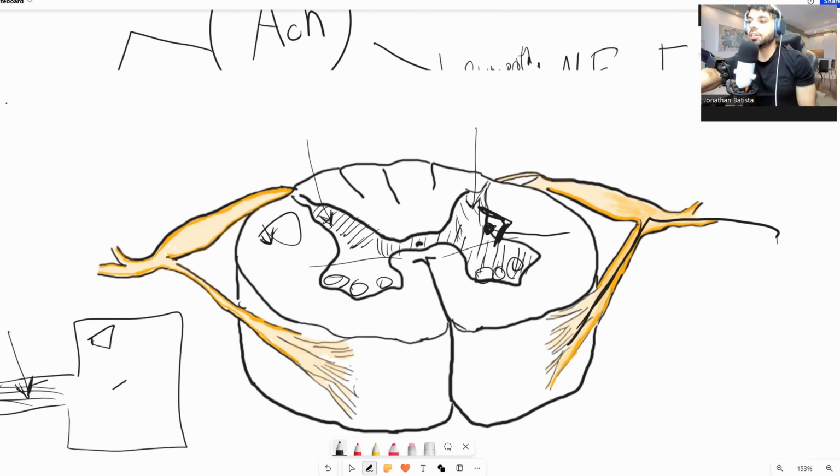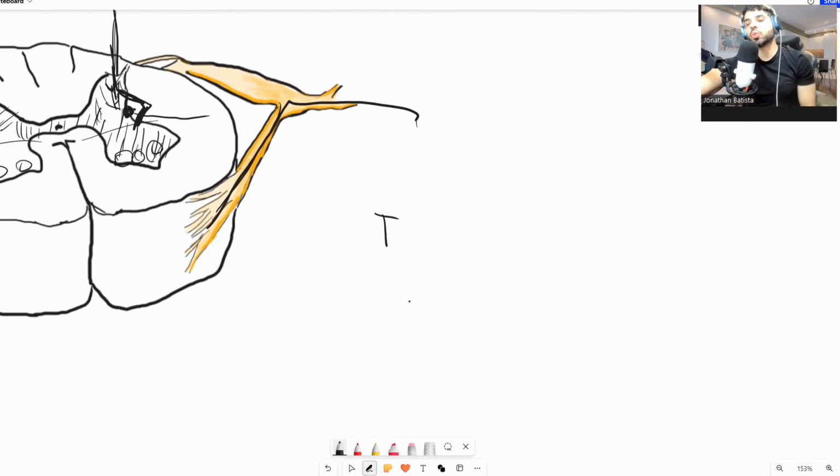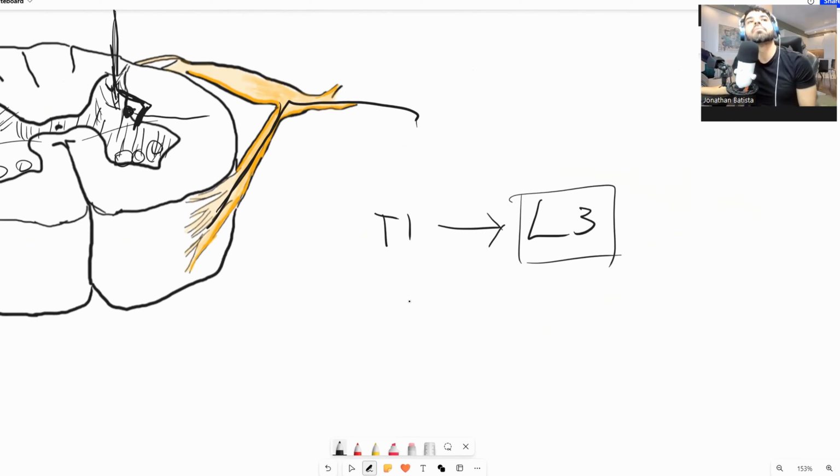So here, basically, you have this fight or flight response, which will stimulate that lateral area. And this lateral horn is basically between T1 to L3. Some books say L2, but T1 to L3. That contains the sympathetic neurons that will control the autonomic function.